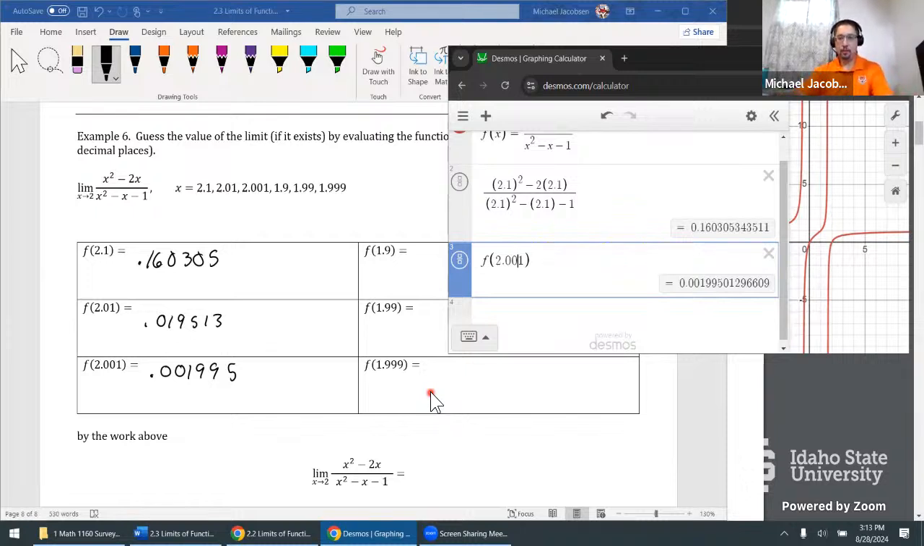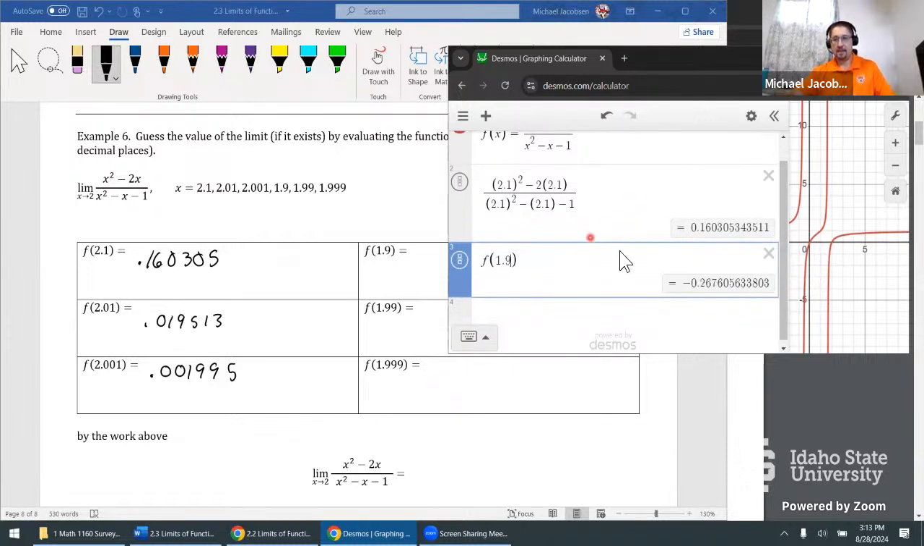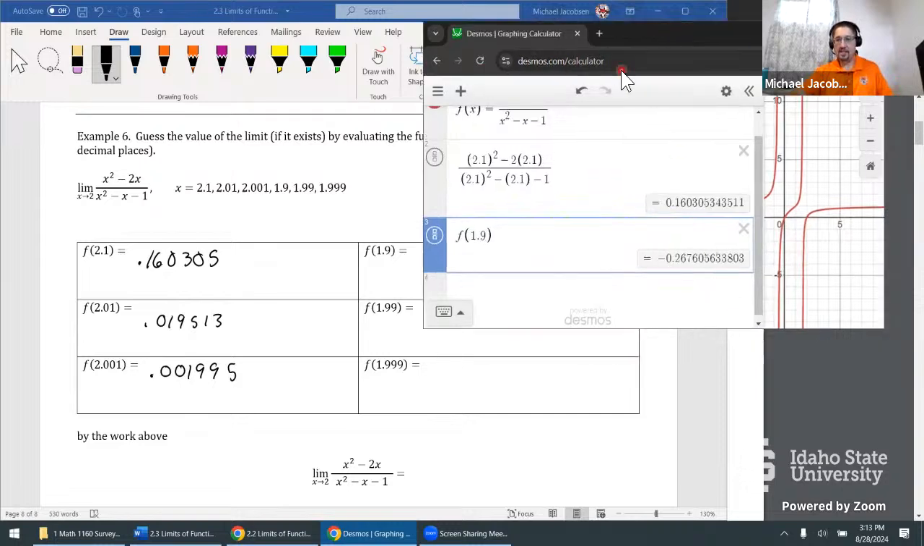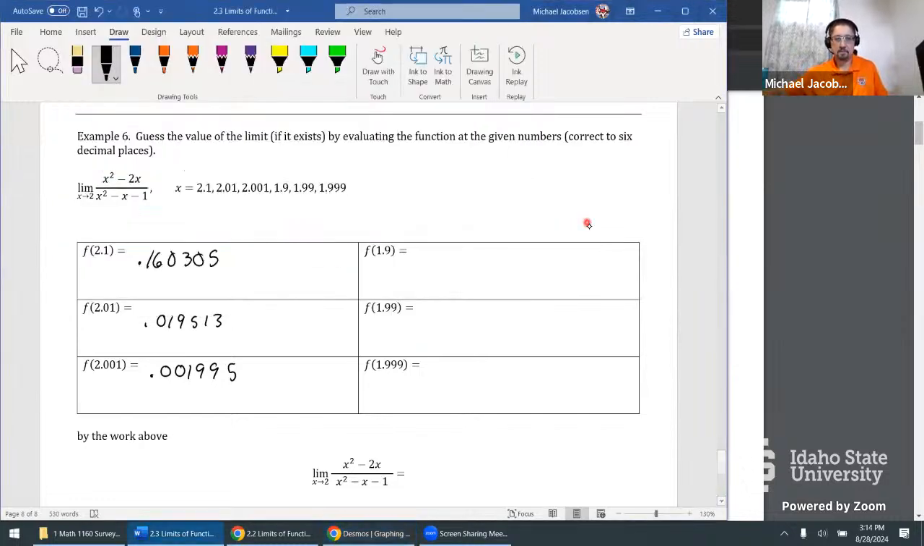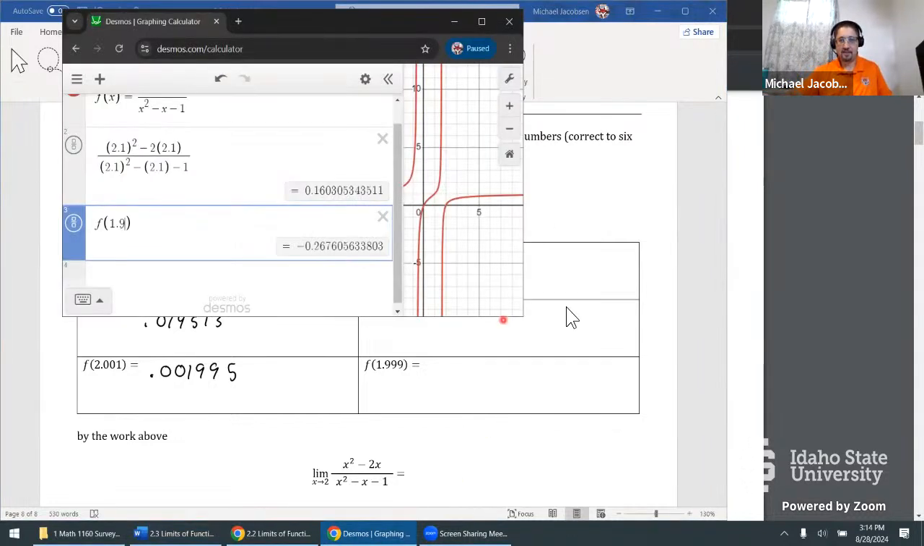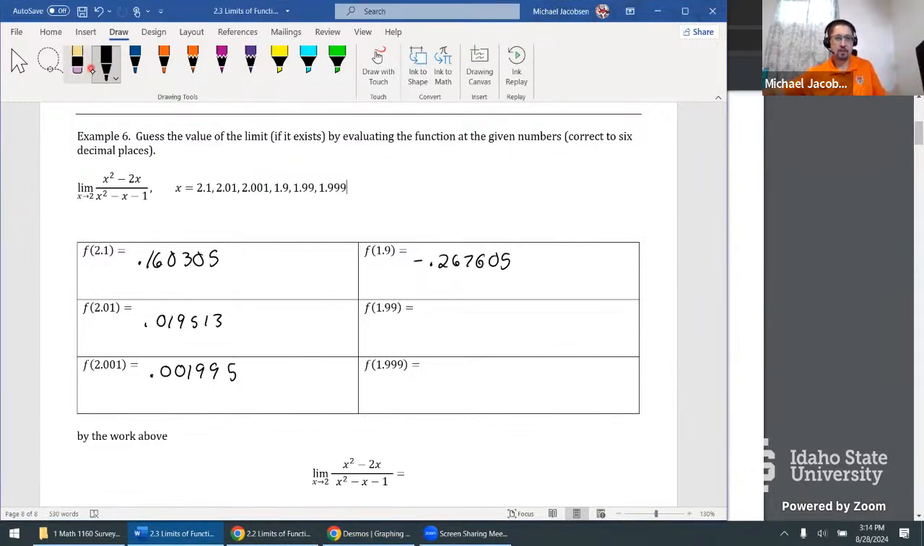So this time we're putting in a 1.9. Function value on that one is negative 0.267605. Should better double check those. Really easy to get these numbers wrong. 0.267605. Really, this would round to a 6. So for rounding, I'll put in the 6 there.